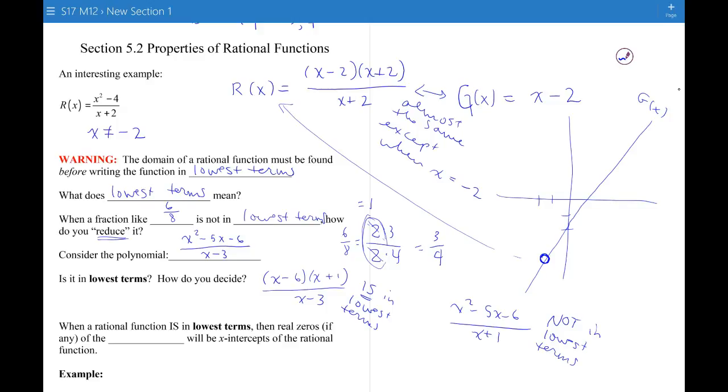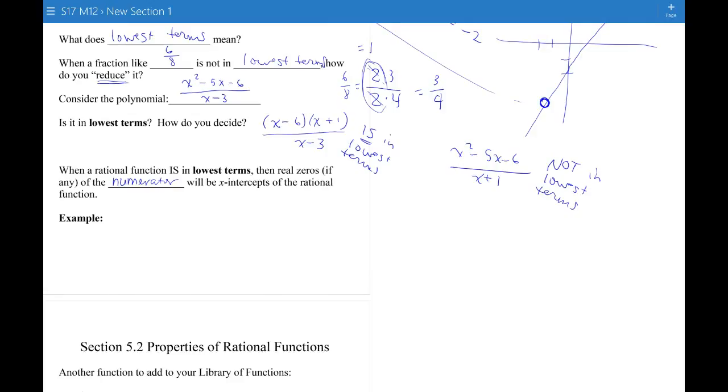When a rational function is in lowest terms, then real zeros, if there are any, of the numerator will be x-intercepts of the function. So in this example we just looked at, let's look at f of x equals x squared minus 5x minus 6 over x plus 1. It's not in lowest terms yet. So let's find the equivalent function. So I have x minus 6 times x plus 1 over x plus 1.